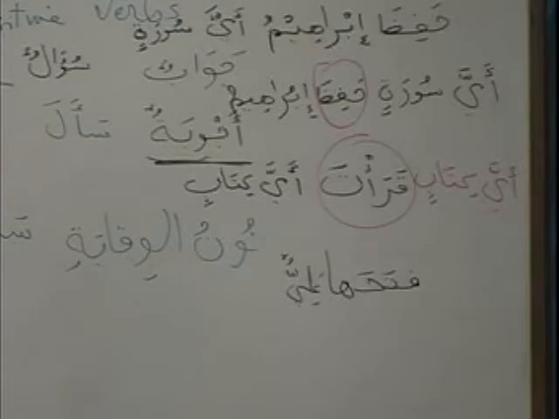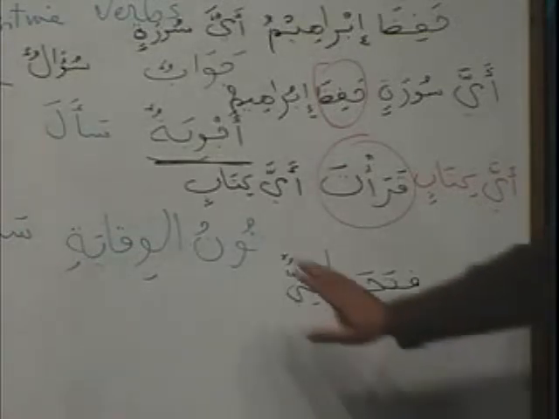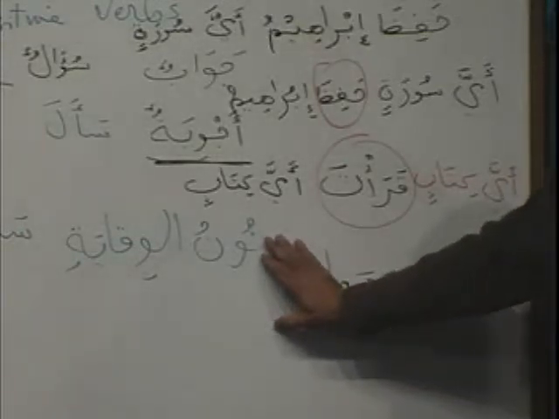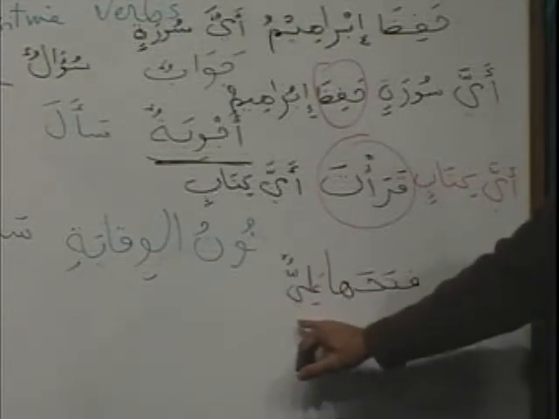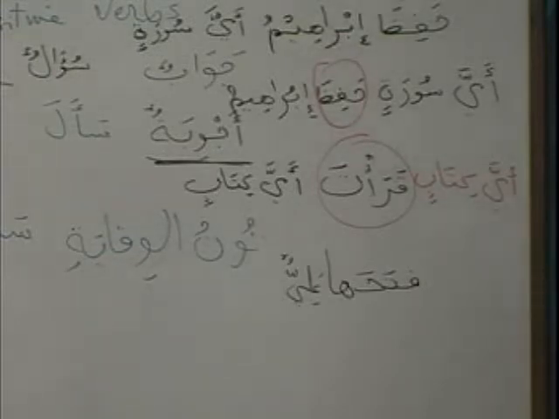Where is the verb, brothers and sisters? Fataha. Where is the subject? Ali. See, it's there. And then ha is your mafulun bihi. Suppose if Ali was not there, then I would say the subject is he, he opened them. But we have to mention Ali in this case because we don't know who opened them. So we say Fataha ha Aliyun. So Aliyun is your subject. Got the idea, brothers and sisters?